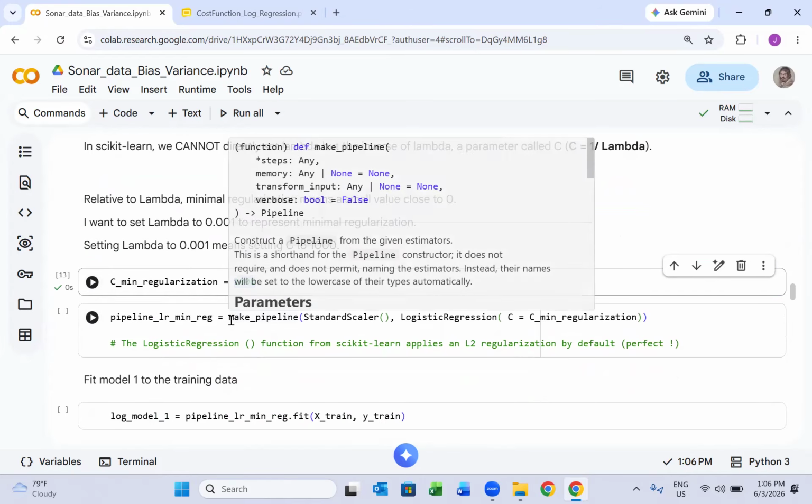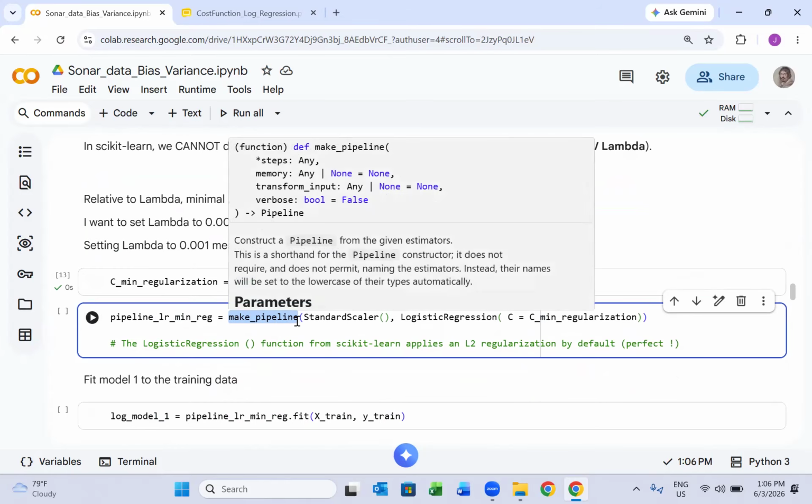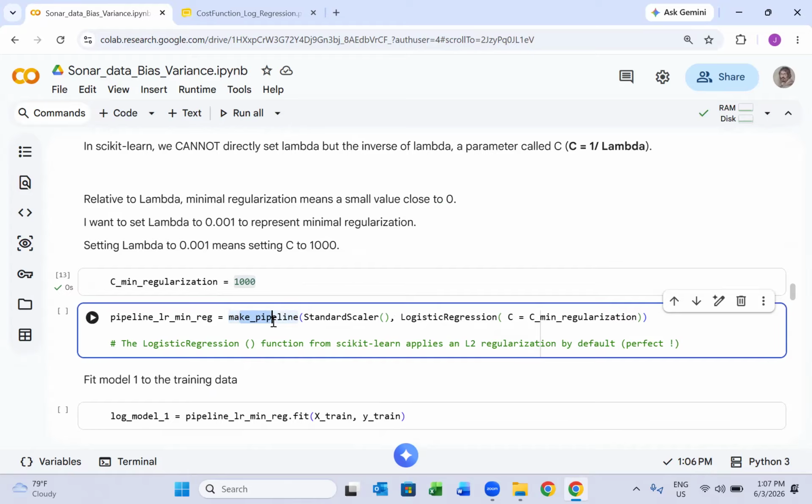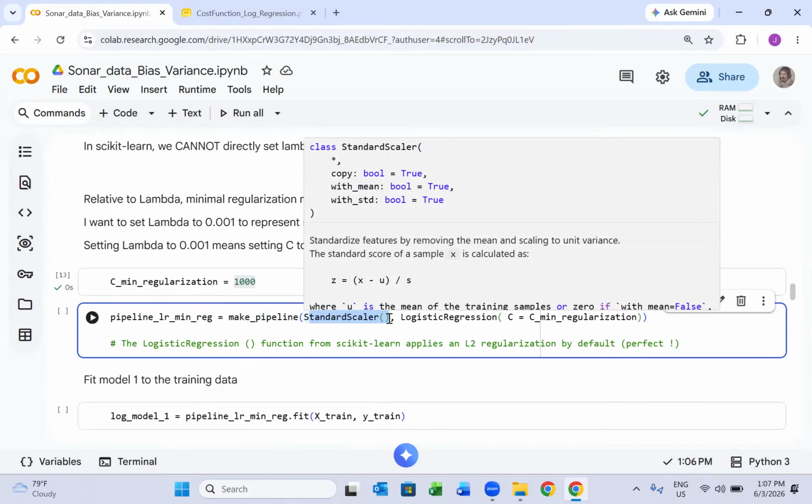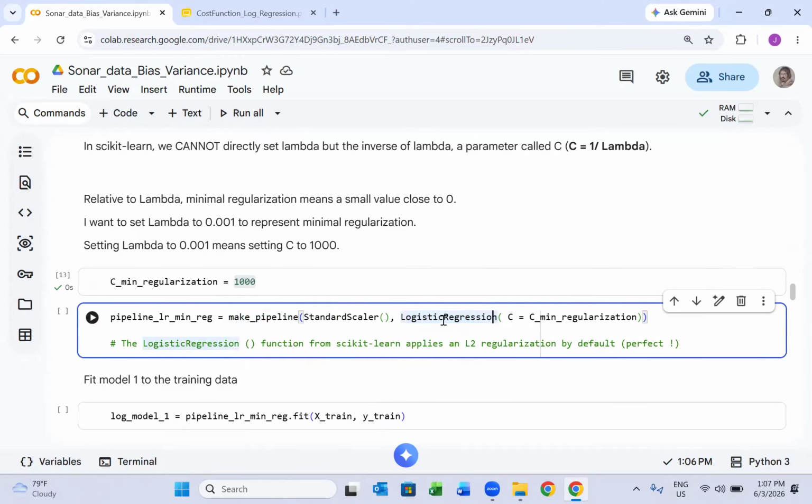To fit the logistic regression model, I'm going to use a pipeline because to apply logistic regression, we must standardize the features. In scikit-learn, the best practice, if you want to apply a machine learning model and you need some pre-processing steps like standardization before that, is to do it as part of a pipeline. It's not mandatory, but it is the recommendation. So I am defining a pipeline to standardize the features and then apply logistic regression. Inside the logistic regression function, I'm specifying that C will equal this value that I defined here.